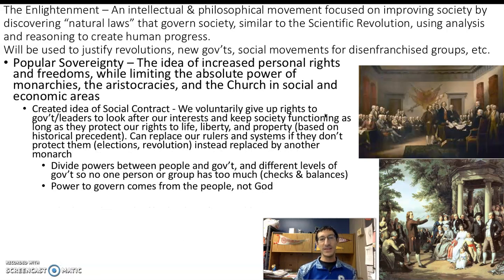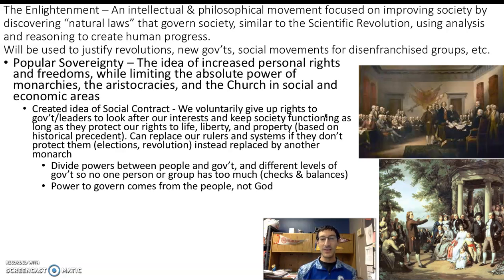And going along with this is the idea, as John Locke puts it, of a social contract, where we determine that, as citizens, in order for us to have a government, we give up certain rights in order for the government to provide protection and look after our interests. And as long as they are keeping society functioning and protecting our rights, as John Locke would say, to life, liberty, and property. That might sound familiar to the Declaration of Independence, with one slight change where property becomes pursuit of happiness. This is what government is supposed to do.